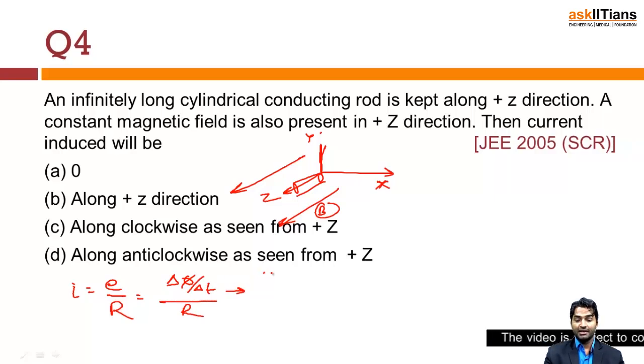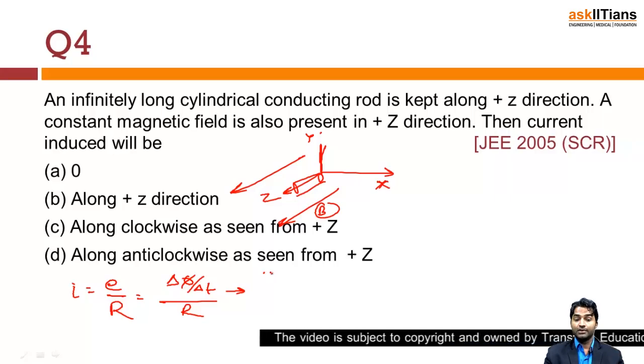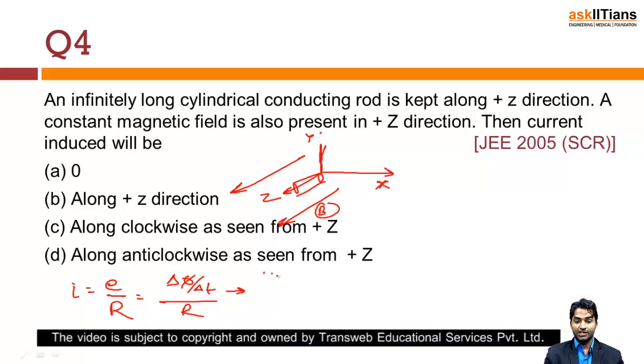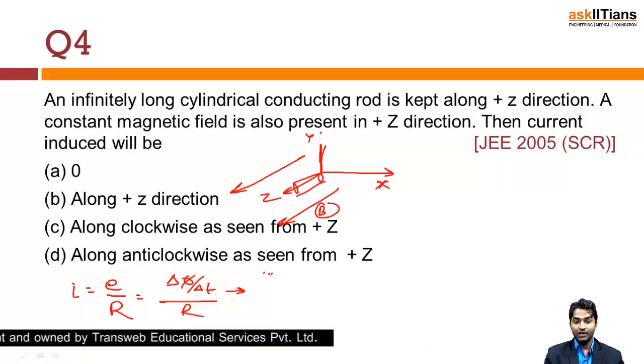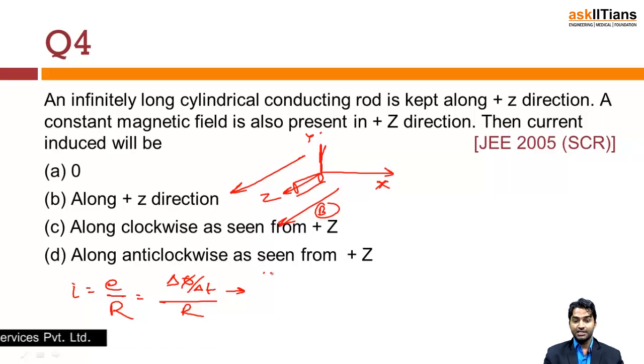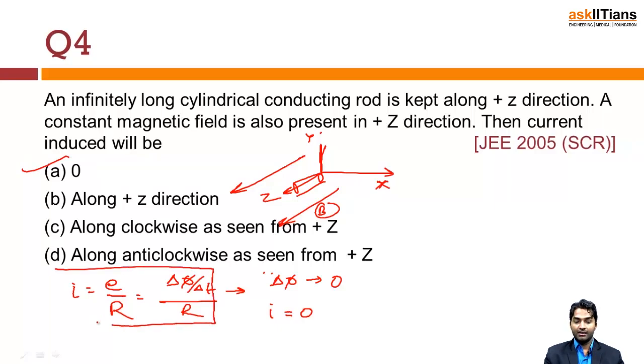So either the magnetic field should change or the area must change. But in this given question, the magnetic field is not changing, it is given uniform, and the area is not changing. So we can say change in flux is 0. Definitely no induced current will be induced. So we can say option A is the right answer because no flux change, no induced EMF, no current. So this question is based on the concept of Faraday's law of induction.